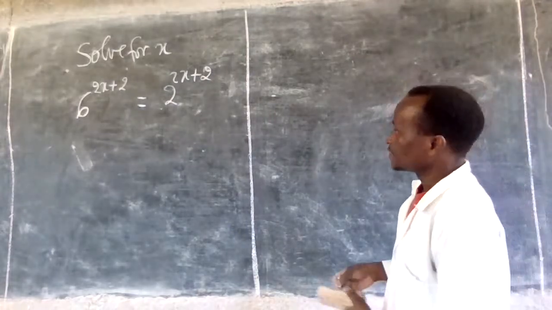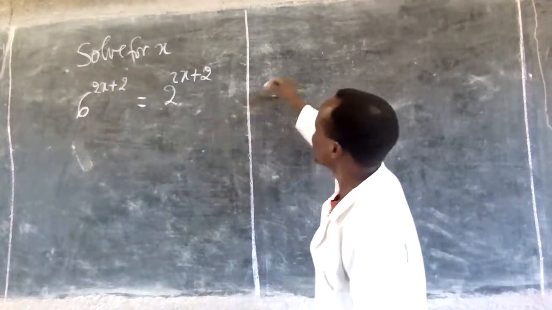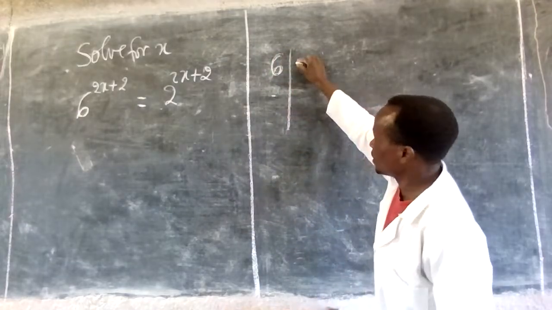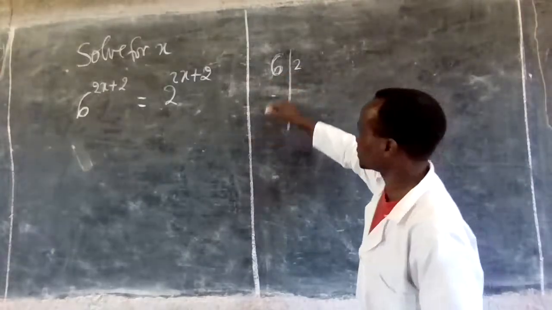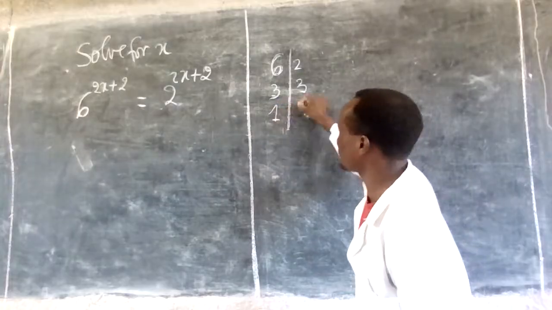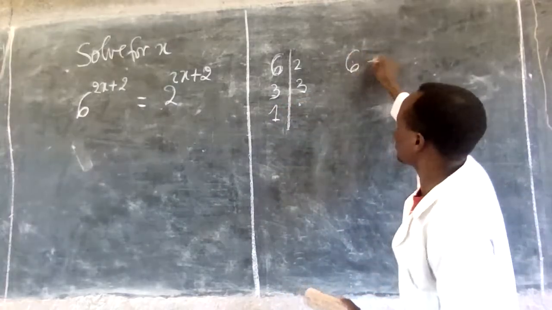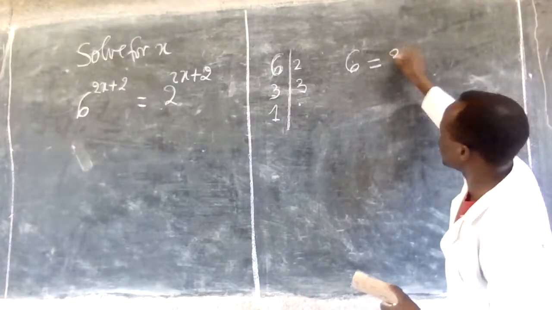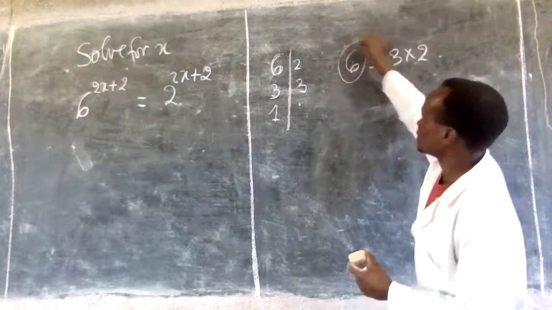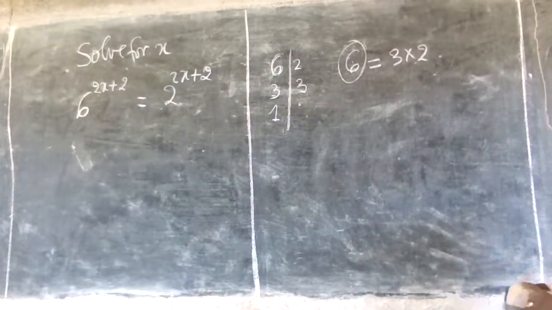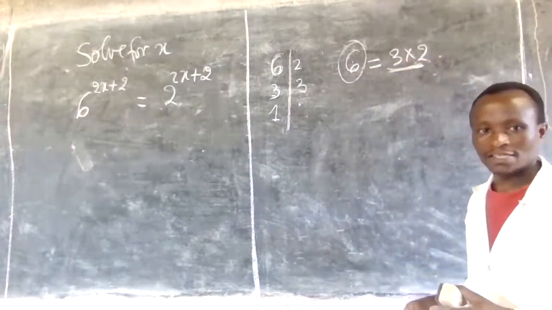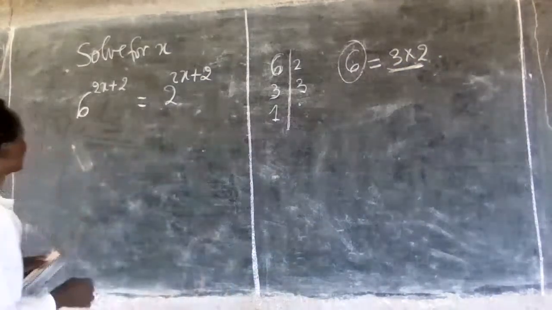Let's factorize this 6. It is 6. How many factors does it have? 6 is divisible by 2, we remain with 3. Also 3 is divided by itself, remaining with 1. Now 6 is equal to 3 times 2. You see, these are the two factors of this number 6. So in our equation, in the place of this 6, we have to write the two factors. Now let's continue.